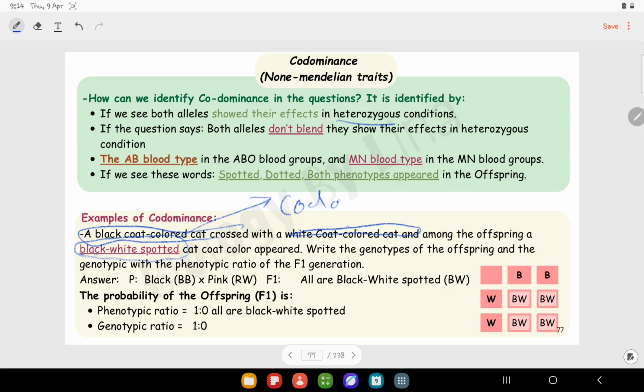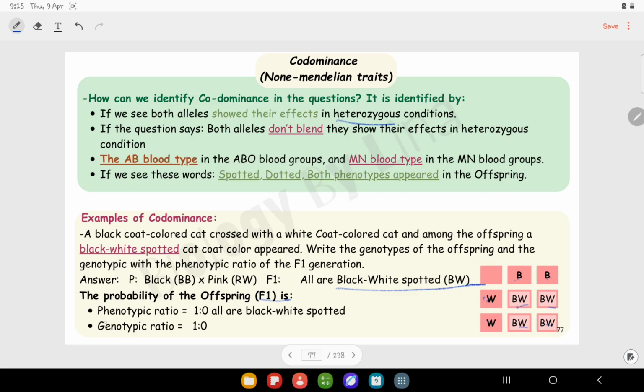So it's codominance. At that time, for the black, we don't have B capital, B small. Directly you should say it's only B capital, because in codominance we use different capital letters only. We don't have recessive here. So directly we know that black is B capital, and the white will be WW. If you cross B capital with WW, all offspring will be BW. BW will be black-white spotted, or black-white coated.